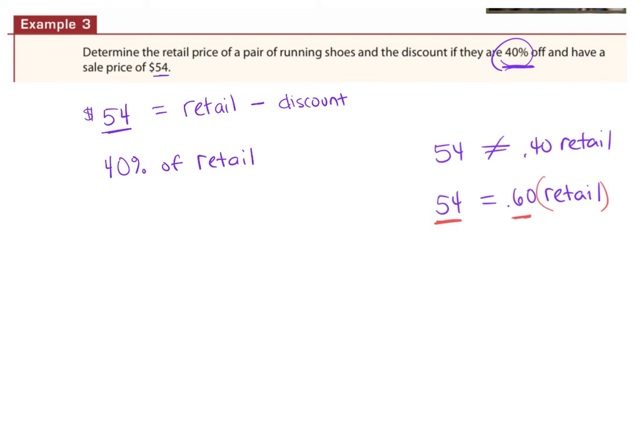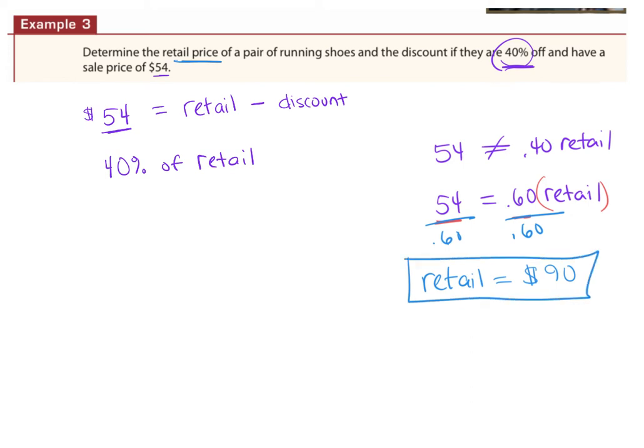What happens when I divide 54 by 0.6? So if I divide both sides there by that 0.60, what do I get? What was my retail amount? That's $90, all right? So we have determined the retail price. We've answered that piece of it. Did they ask for anything else? Yeah, they also asked for the discount, right?